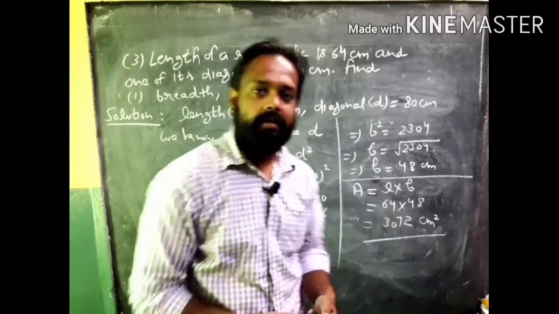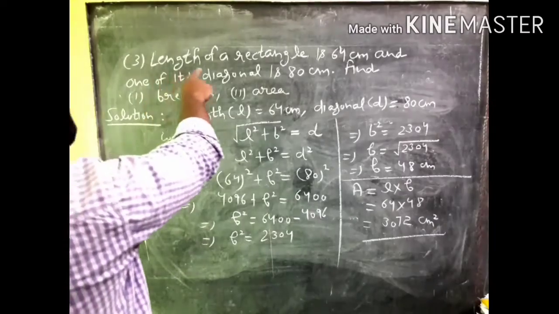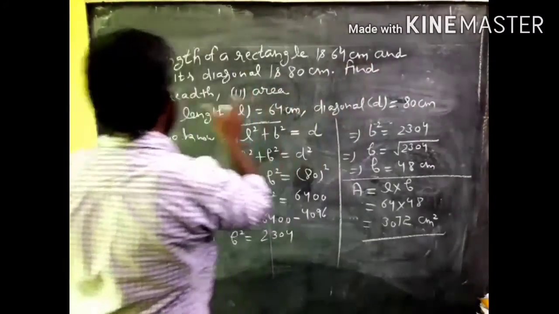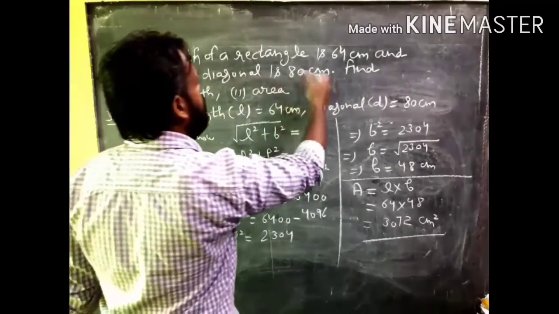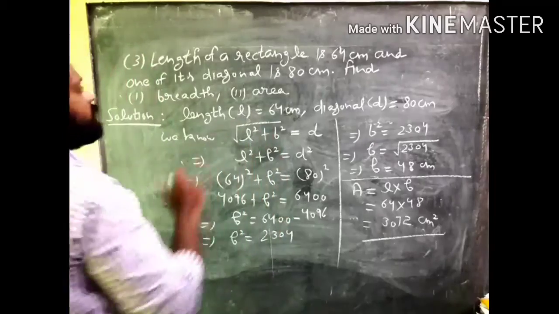Okay, now see its third sum. First of all, see its statement. The length of the rectangle is 64 centimeter and one of its diagonals is 80 centimeter. Find the breadth and the area. So this is the statement.